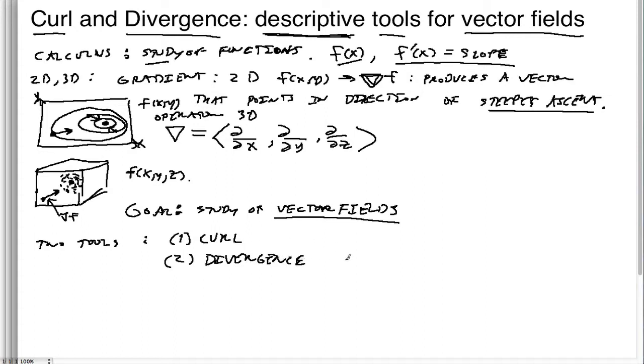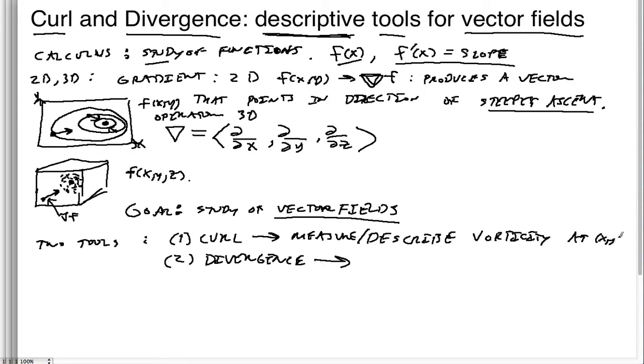So before we actually define them, I'll just say the basic gist, the take-home message: the curl will measure or describe the vorticity at an x, y, z point. So how much something swirls around some point, right? That's the idea. We'll make that concrete in a second.